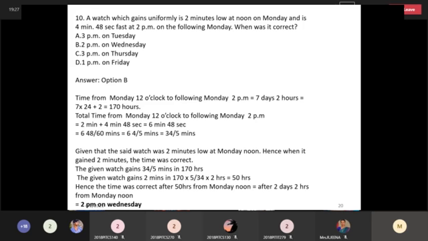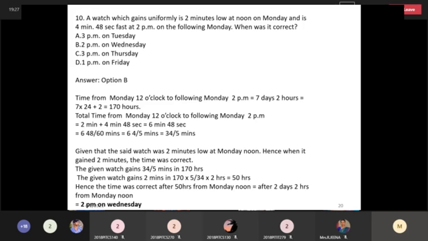Given that the said watch was 2 minutes slow at Monday noon, when it gained 2 minutes, the time was correct, because the given watch gains 34/5 minutes in 170 hours. The given watch gains 2 minutes in 170 divided by 34/5, into 2 hours, which is equal to 50 hours. So the correct time is after 50 hours from Monday noon, that is after 2 days 2 hours from Monday noon, that is equal to 2 p.m. on Wednesday.